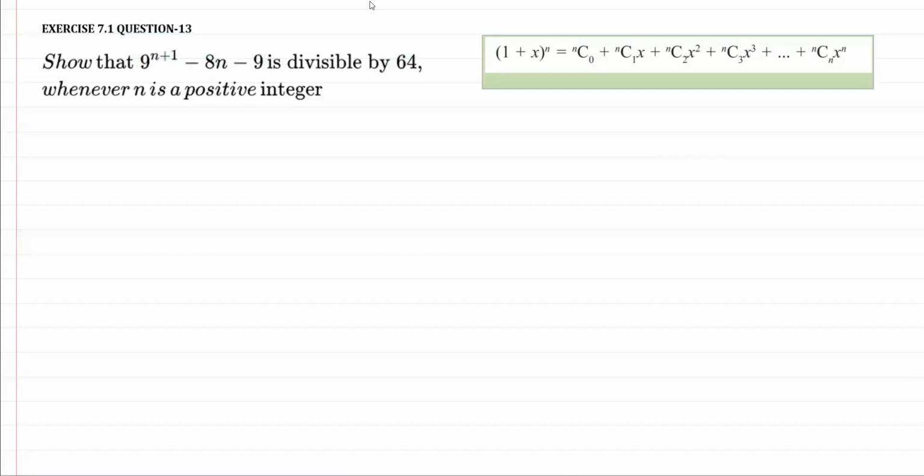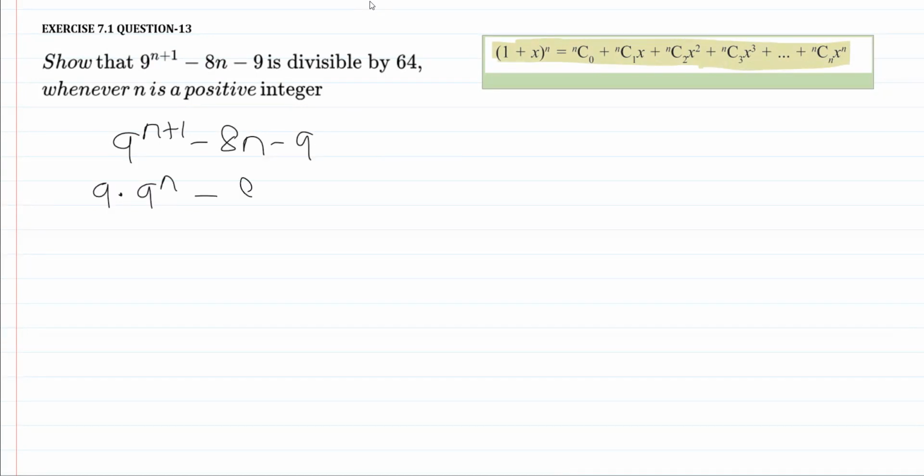For solving this, we'll be using this expansion formula for this binomial. We're going to apply this formula. Let's see how we can do it. First, I'm copying the question. This is 9 raised to the power n plus 1 minus 8n minus 9. What we can do first is split this part, 9 raised to the power n plus 1, using laws of exponents. I can write 9 into 9 raised to the power n, and the rest we will copy as it is, that is minus 8n minus 9.